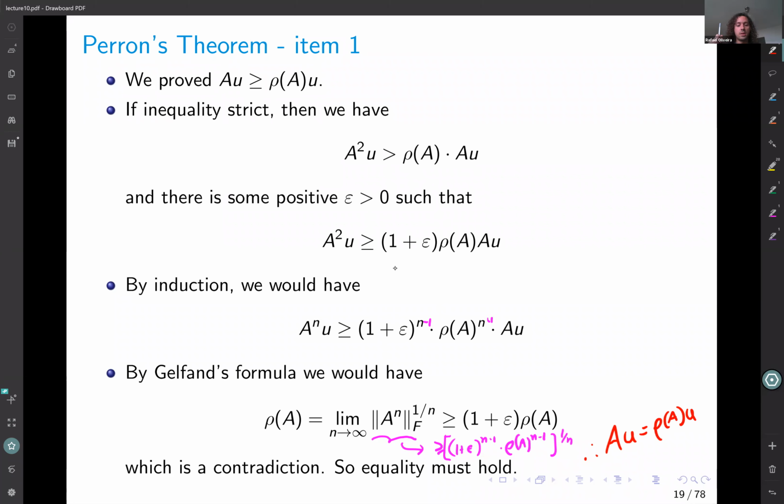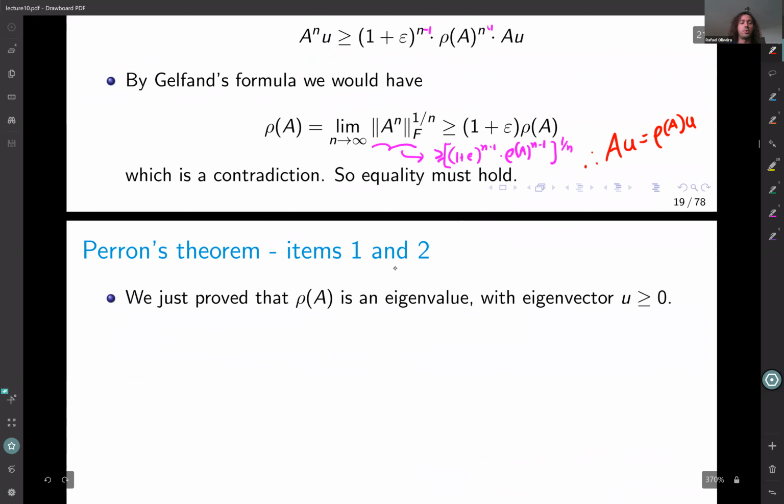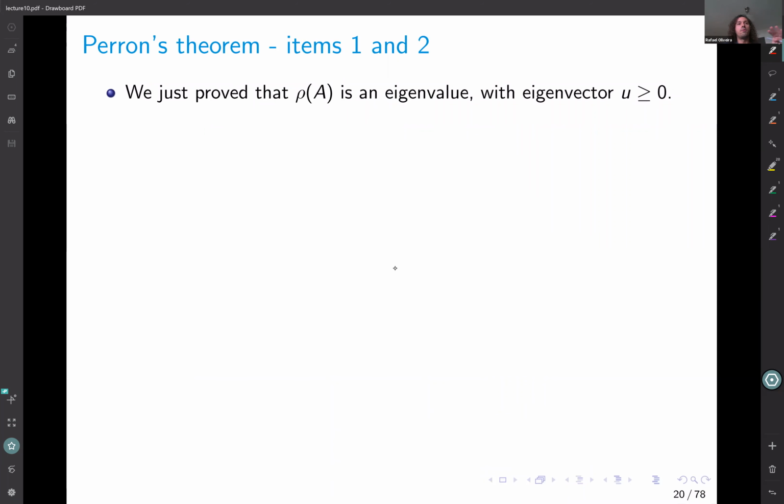But if this holds, what did we prove? We just proved that there is an eigenvalue of value rho of A, right? With a non-negative eigenvector. So now let's finish the proof. We just proved that rho of A is an eigenvalue, and it has this eigenvector U, which is non-negative. All we know is that U is non-negative, because remember, how did we define U? Each coordinate is the absolute value of that original eigenvector.